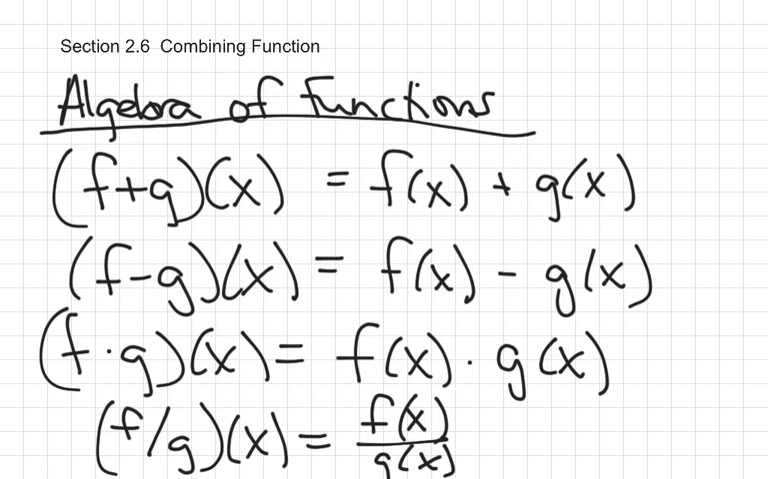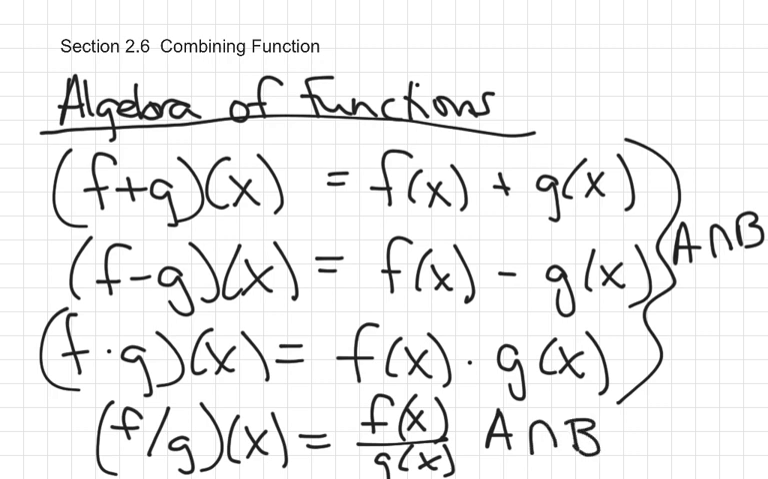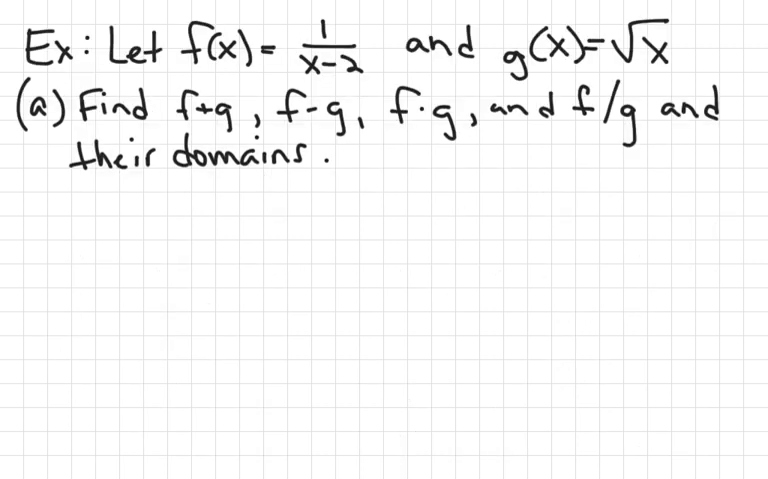Now, one of the things you have to watch out for is the domains. The domains of each of these is going to be the intersection of the domains of each function. For the division, not only does it include the intersection, but you need to remember that g of x cannot equal 0. So you may have a little extra added to the domain.